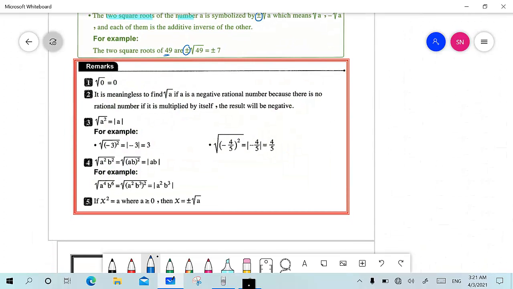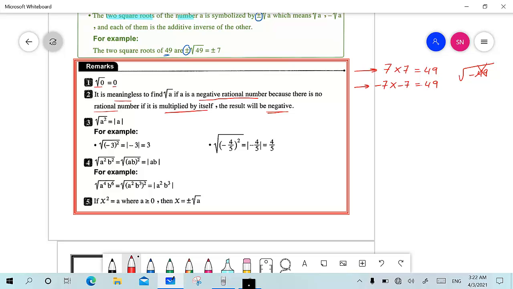Here are some remarks which are going to help us while we are solving the examples. I should know that the square root of 0 is 0, and that it's meaningless to find a negative rational number inside of the square root, because simply there is no rational number which I multiply by itself and the result is negative. For example, here I should multiply 7 by 7 to get 49, or negative 7 by negative 7 to get 49. So here I multiplied the rational number 7 by itself to get 49, and the rational number negative 7 by itself to get 49.